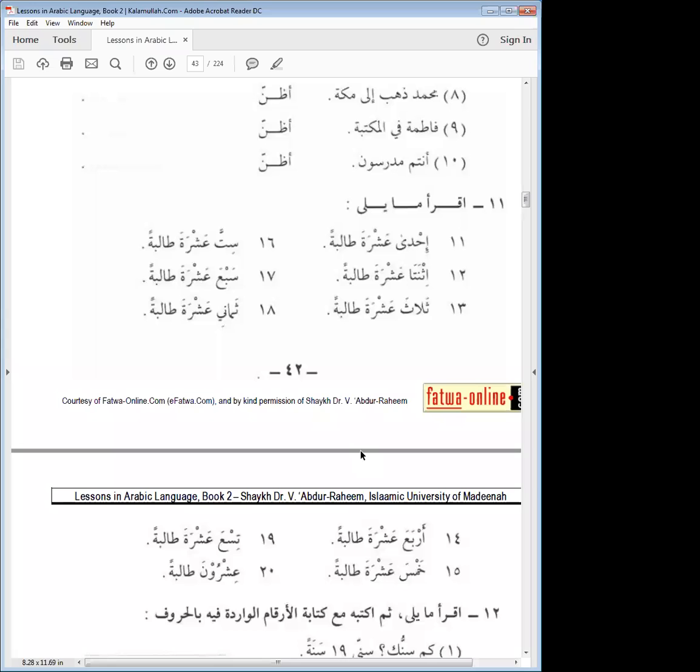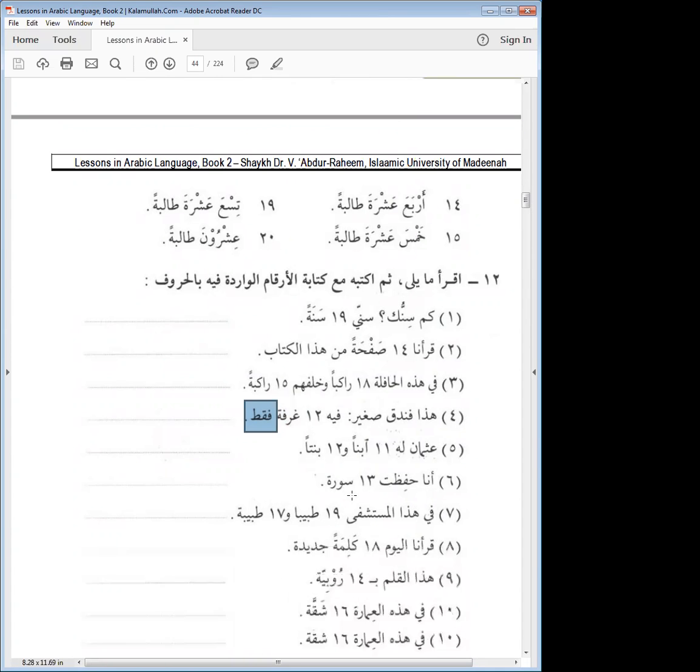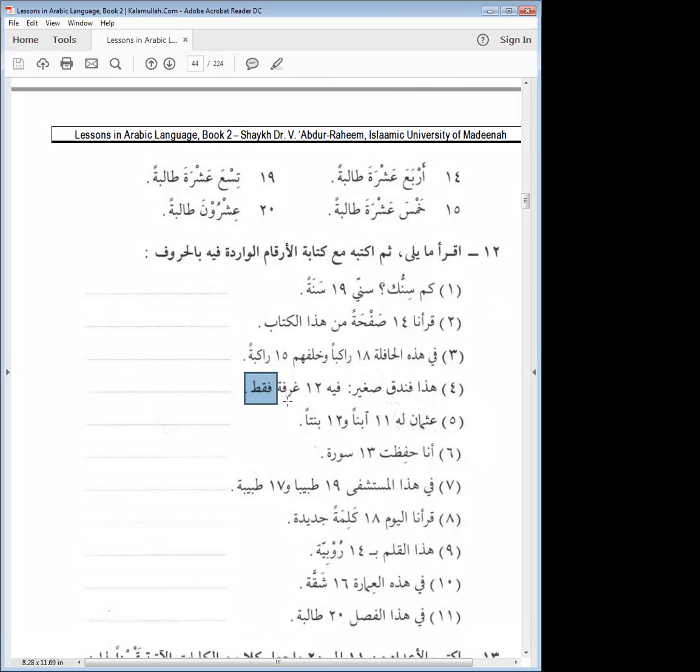Okay. So here we say إثنتا عشرة غرفة. Right? إثنتا عشرة غرفة فقط. فقط means what? Only. So there are only 12 rooms in this hotel. Right? Next one. رقم 5.